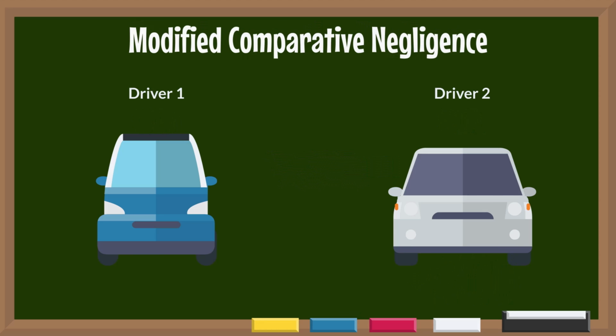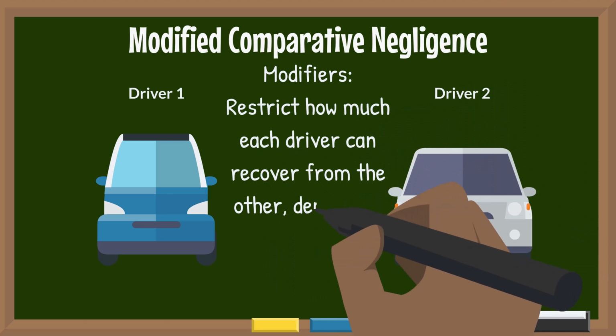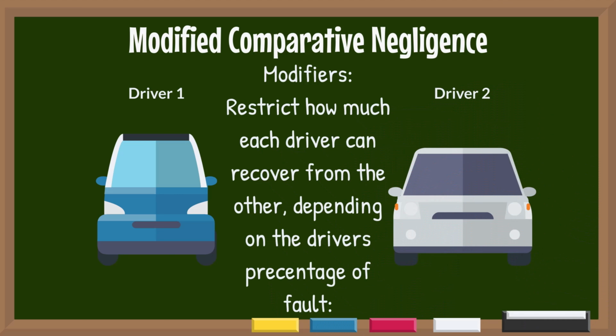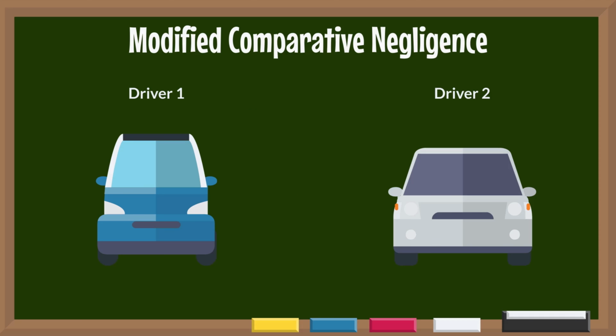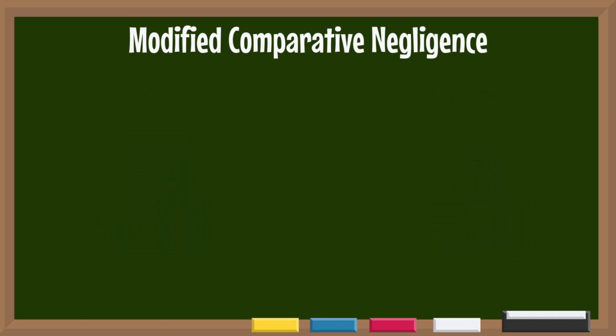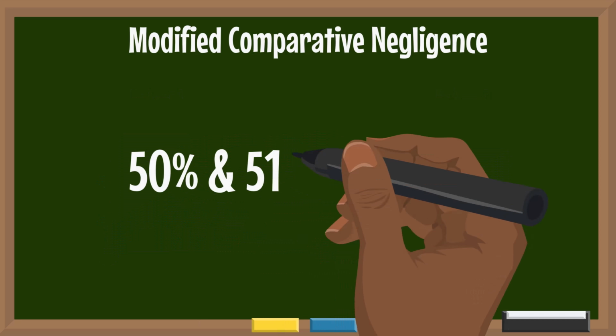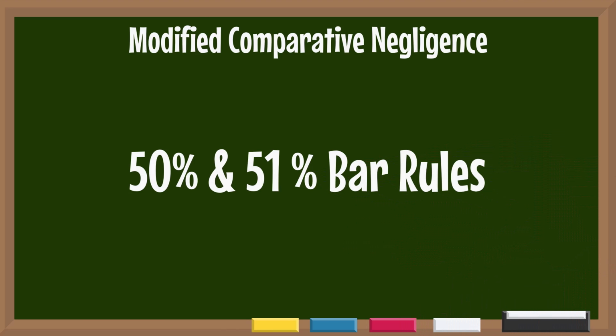Now, comparative negligence laws also have what they call modifiers, and the modifiers can vary depending on the state that you live in. The modifiers will restrict how much money you can recover from another driver or the insurance company depending on your percentage of fault for the accident. Each state that adheres to the modified comparative negligence laws follows either the 50% bar rule or the 51% bar rule.